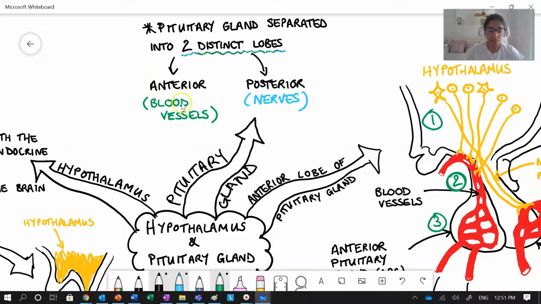The anterior pituitary gland has lots of blood vessels in it, and this is a true endocrine organ, and I'll talk more about that in a second. The posterior pituitary gland is not a true endocrine organ. It doesn't have as many blood vessels in it, and it receives nerves from the hypothalamus.